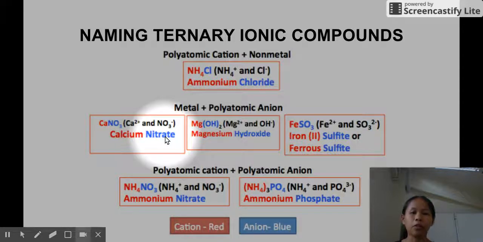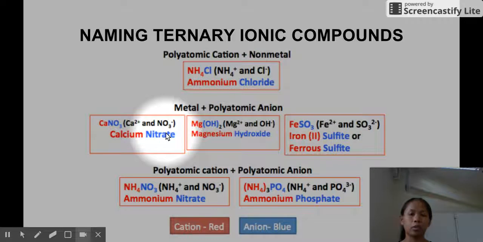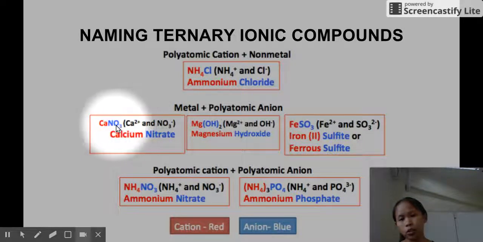So nitrate. For chlorine, because this is not polyatomic, you make it end in IDE: chloride. But if your anion is a polyatomic anion, you just have to retain its name. So nothing changes for calcium nitrate. And again, to make the correction, there should be parentheses enclosing NO3 here and you put 2 outside.